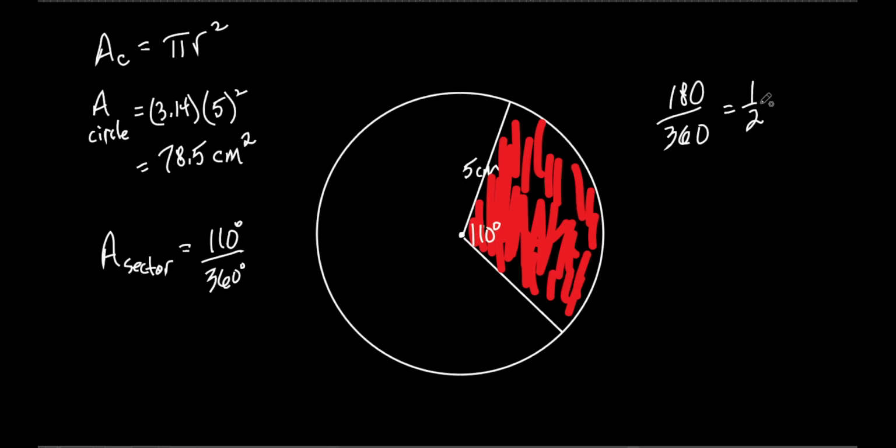So 180 over 360 is a half. So half of a circle, we're finding half the area, right? So what if I wanted to find the area of half of the circle? Then I just take that 78.5 and divide it by what? By 2. Okay, or multiply it by 1/2.